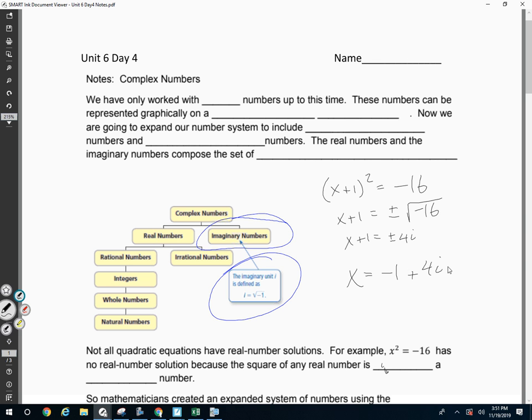This will be our solution. Sorry, negative 1 plus 4i, negative 1 minus 4i. This will be our solution to this equation, both of these. They're tough. They're legit, complex. But it is the solution. We can use them. We can plug it in here, and it will solve that equation. Okay?